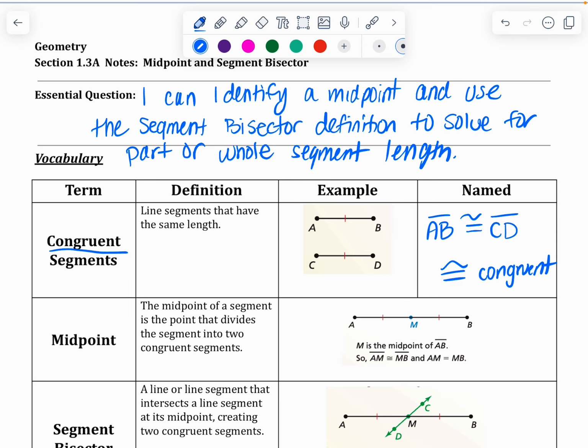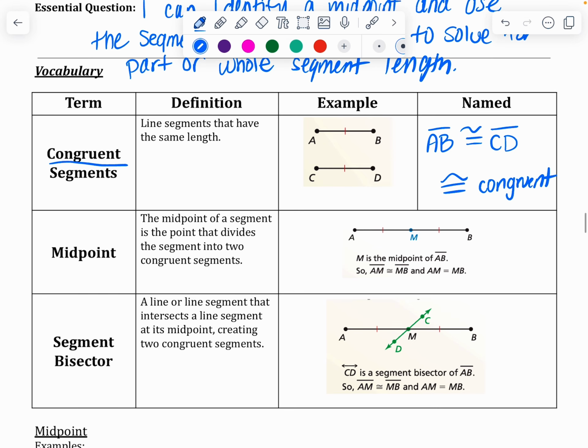Now, if you have a segment and you have a midpoint of the segment, which means a point in the middle, then it divides the segment into two congruent segments. So if M is the midpoint, so if you have segment AB and M is in the middle, then that means this part and this part are congruent. Or more formally, that AM is congruent to MB. Notice that we use that congruent symbol there.